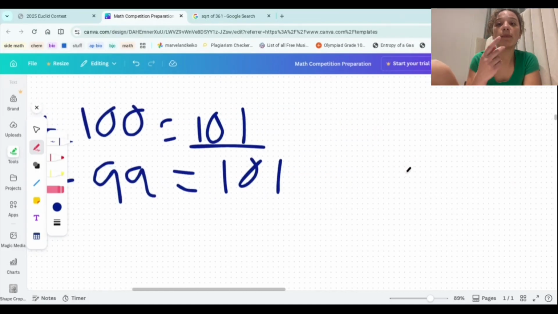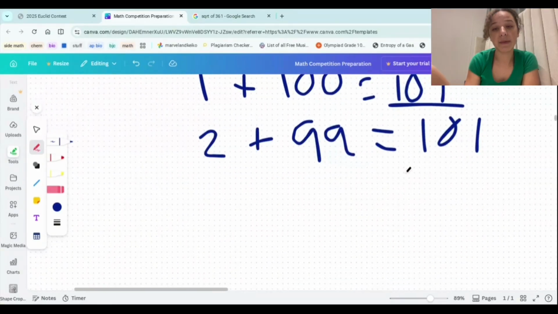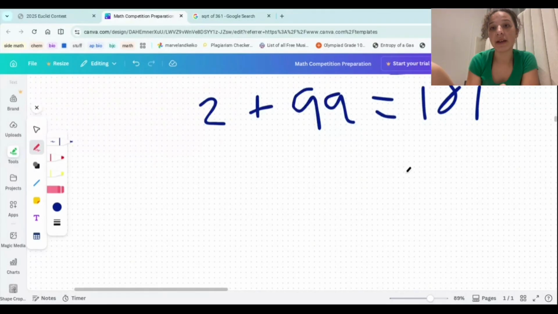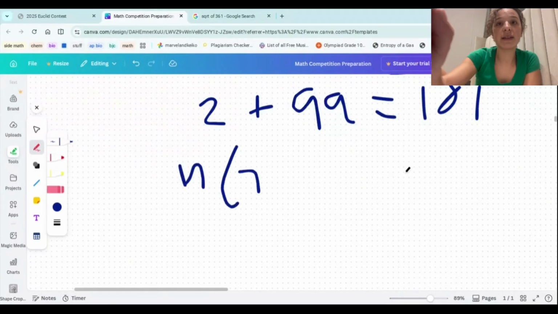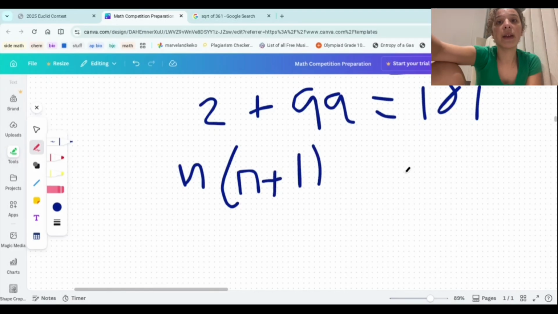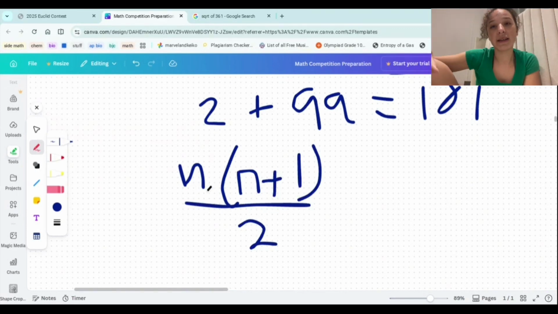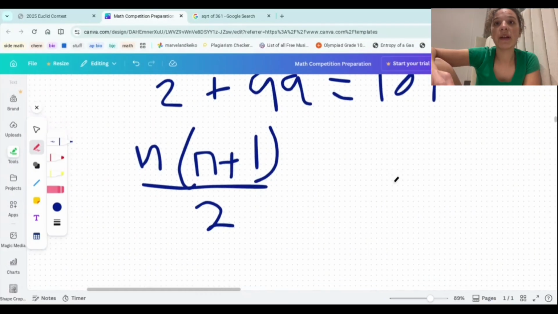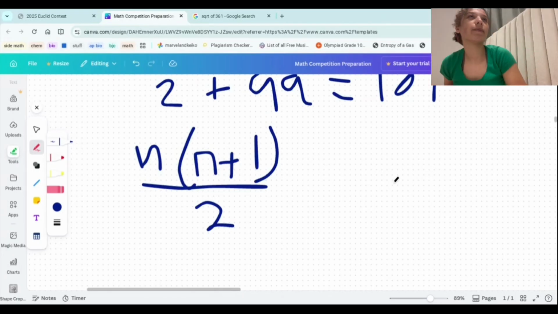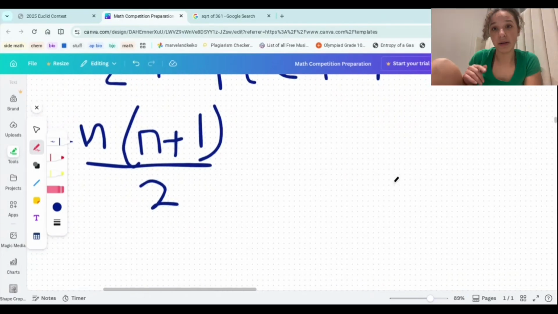So there will be 50 pairs, and each one of them will have a sum of 101. So the total sum would be 50 times 101, which is 5,050. So the formula that equates this, I guess, is n times (n plus 1) over 2, right? N over 2 is how many doubles you can make, and n plus 1 is the sum, where n is 100, so 100 plus 1. But we're talking about odd numbers, right? But that should be the same.